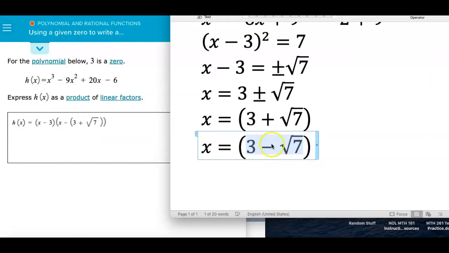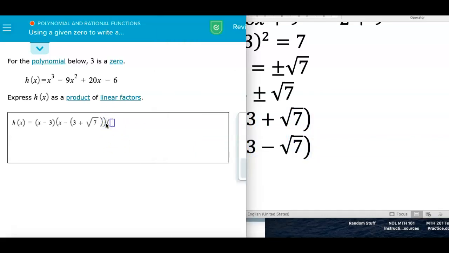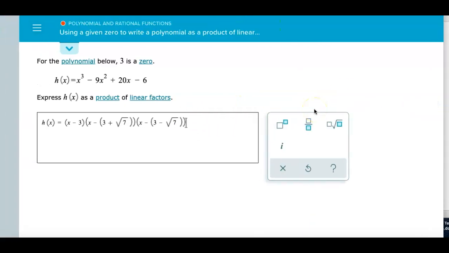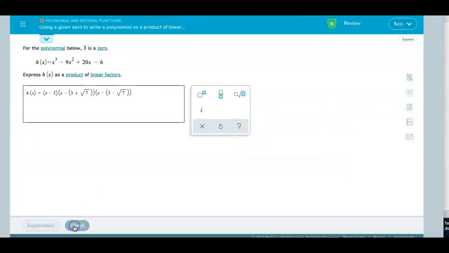I'm doing x minus this parenthesis, and I'm going to do x minus this. So parenthesis x minus another factor of 3 minus square root of 7. I get out of that square root and I will close two parentheses. So that's how you do this. Let's go ahead and click on check.